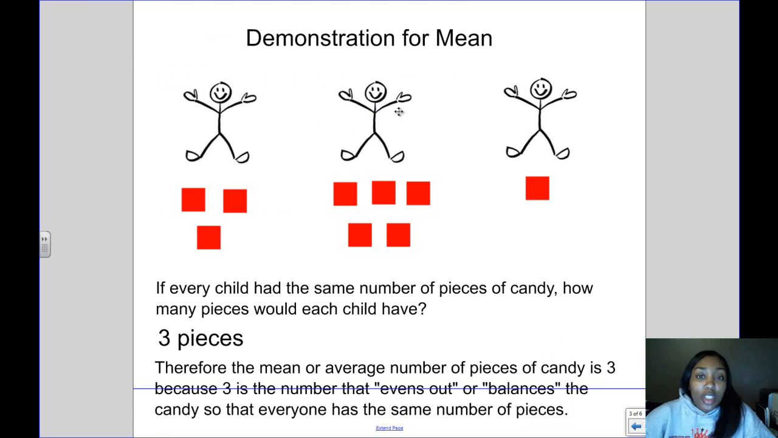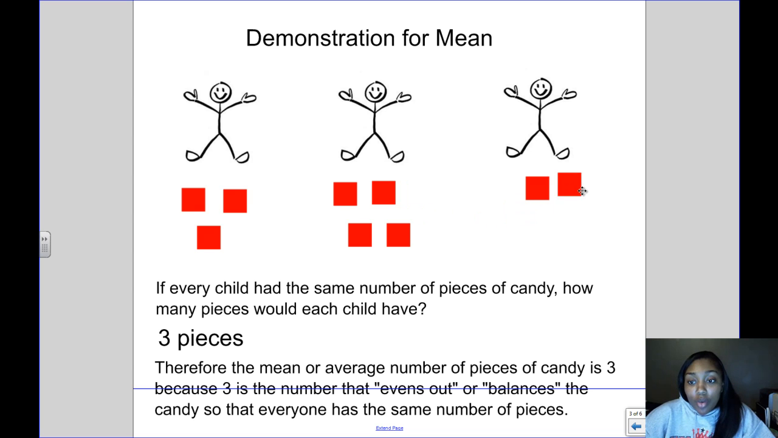So here's a little demonstration for mean. If every child, so these are my 3 students, and they each have candy. This student has 3 pieces of candy, this student has 5 pieces of candy, and this student has 1 piece of candy. So the question would be, if every child had the same number of pieces of candy, how many pieces would each child have? That would mean I would need to take these pieces of candy and even it out in a way so that all 3 of the students had the same number.